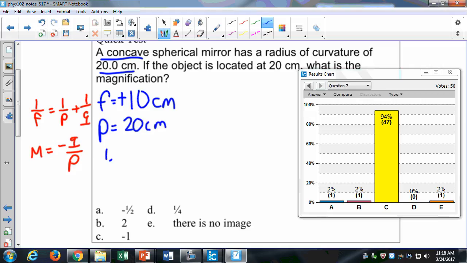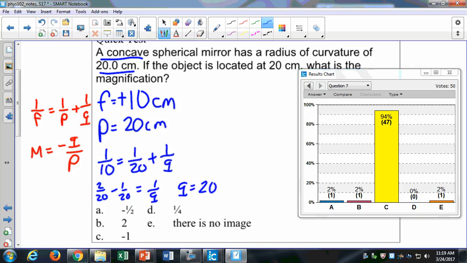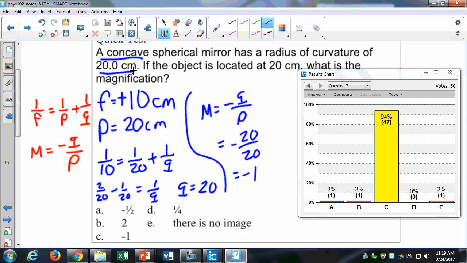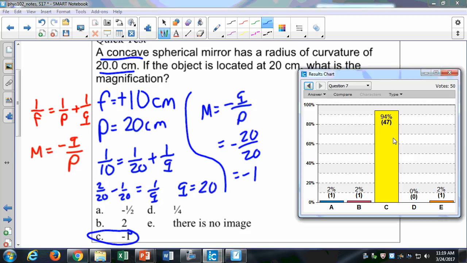So first I say 1 over 10 equals 1 over 20 plus 1 over Q. That's my mirror equation. And that's 2 over 20 minus 1 over 20 equals 1 over Q. So Q is equal to 20. And then I say, what is my magnification? My magnification is negative Q divided by P, and that's equal to negative 20 divided by 20, which is negative 1. So my magnification is negative 1. That's very good. C is right.